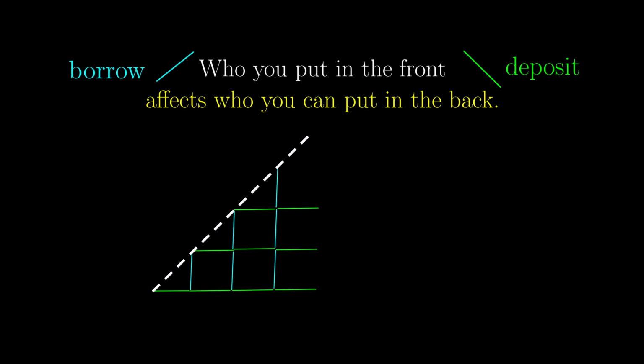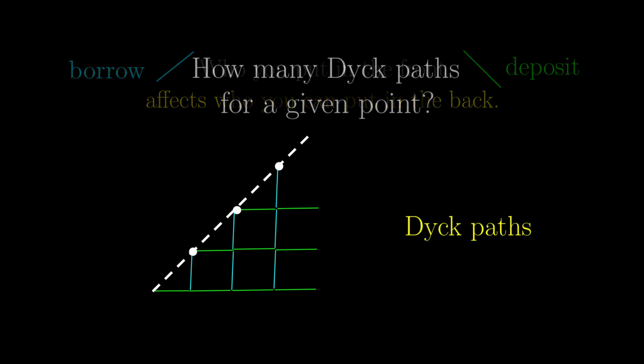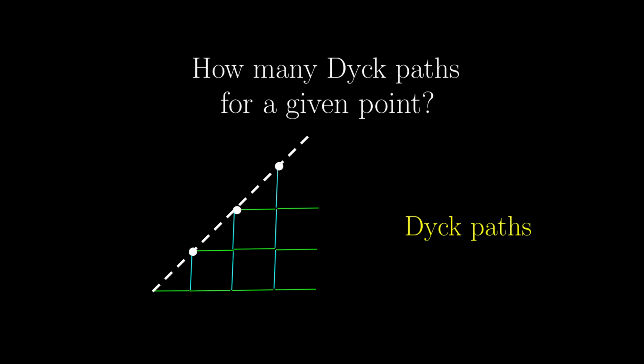Then the paths going from the bottom left to the points on the white line are called Dyck paths. The question then becomes how many Dyck paths there are for a given point on the white line. The reason we turned the original problem into this one is that it is much easier to visualize than manipulating the queues. But then, how do we solve this problem?